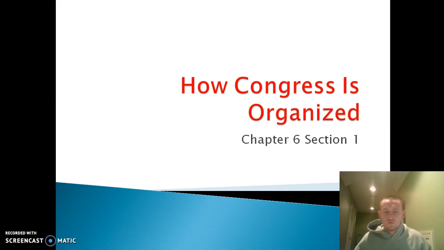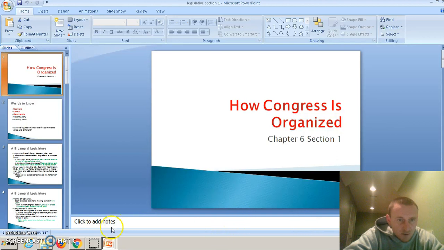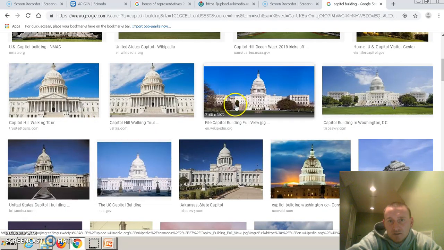We're going to start with the 4 sections on the legislative branch of our government: legislative branch, how Congress is organized. If you don't know, the legislative branch is talking about Congress, also known as our Capitol building. I'll quickly show you a picture. This is our Capitol building.